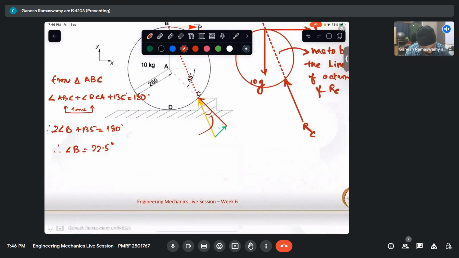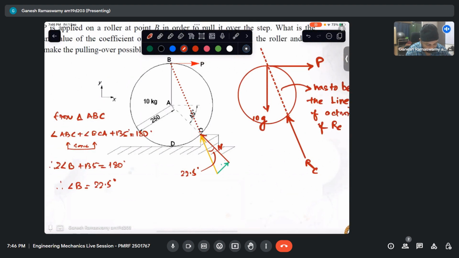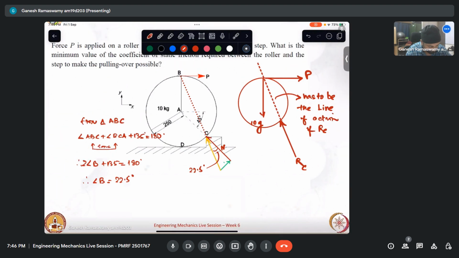This we have been given. Now we know this is N, and we know that this is mu s N because it is at the verge of motion. This is the maximum it can be, the minimum coefficient of friction that is required for the maximum frictional force to be mobilized. I hope that is clear.